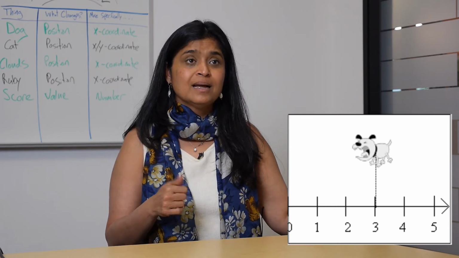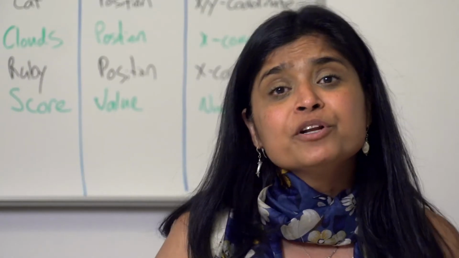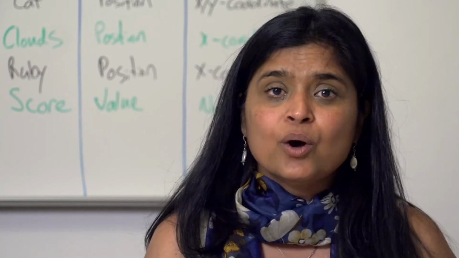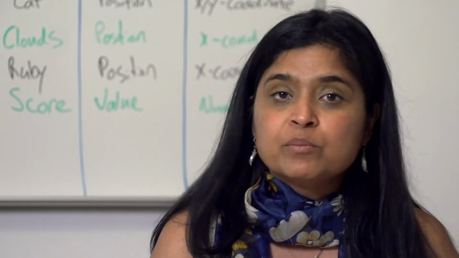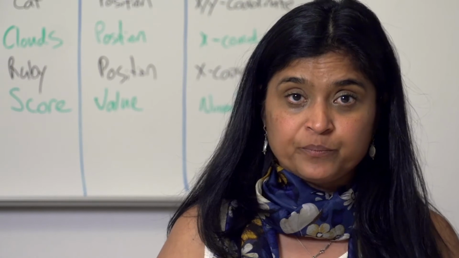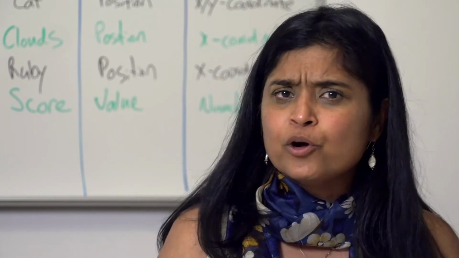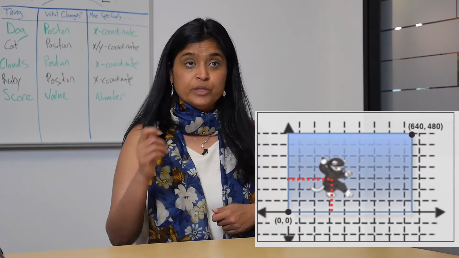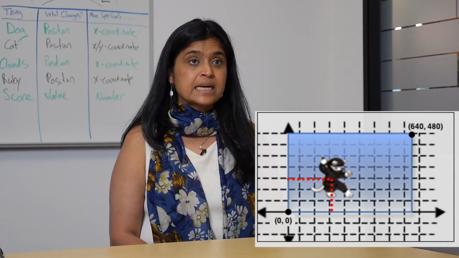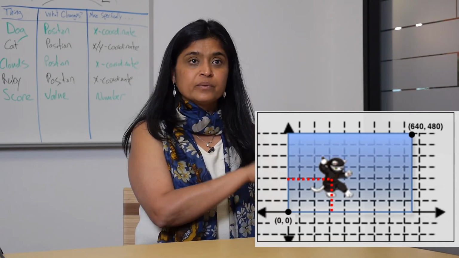A number line. But of course, one number line only tells you how far the dog is from the left-hand side. One number just isn't enough to tell us how far a character is from the bottom of the screen. At this point, even very young students realize that we need a second number line. This establishes the coordinate plane, with the origin 0, 0 anchored at the bottom left-hand corner and the top right-hand corner being the top coordinate, 640 by 480.